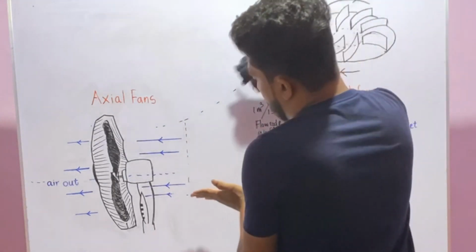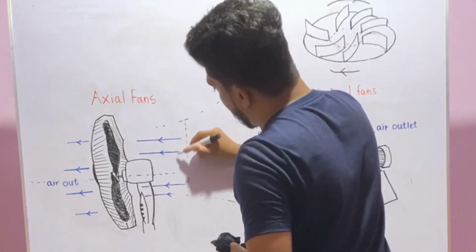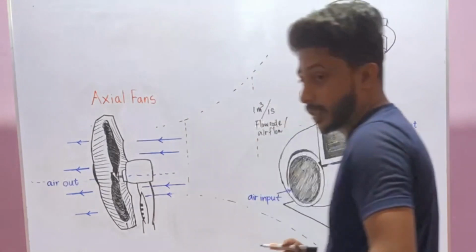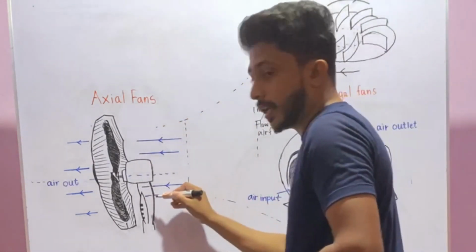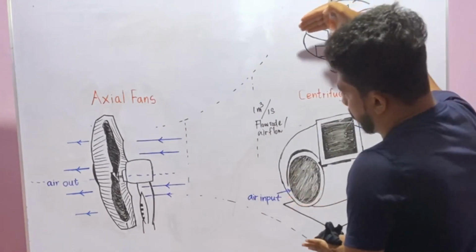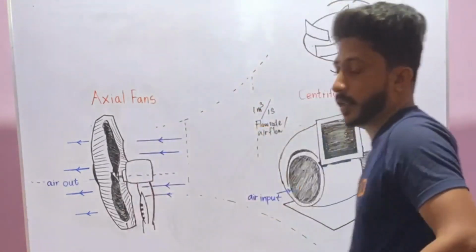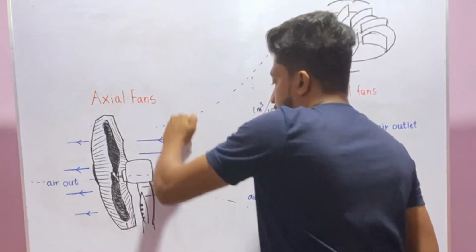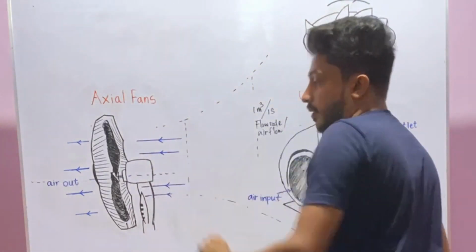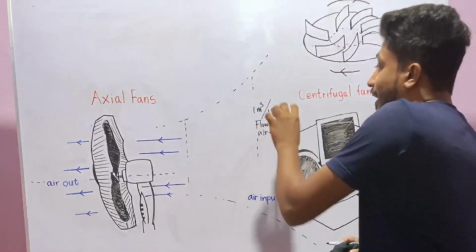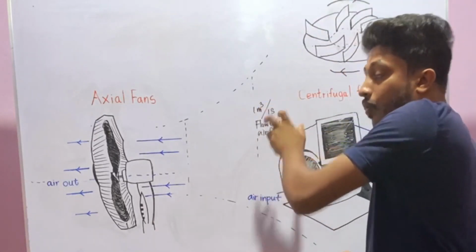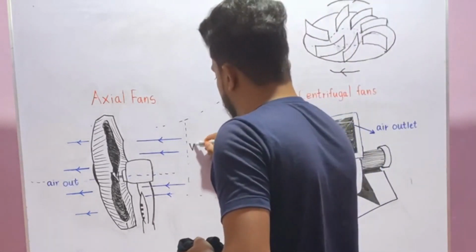But here this diameter is now decreased. This is an imaginary line, not an actual line. Air is coming like that. So in this imaginary duct the diameter is decreasing. Because of that, to deliver the same air flow, the air has to speed up.